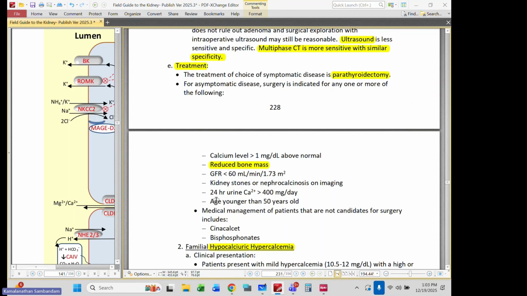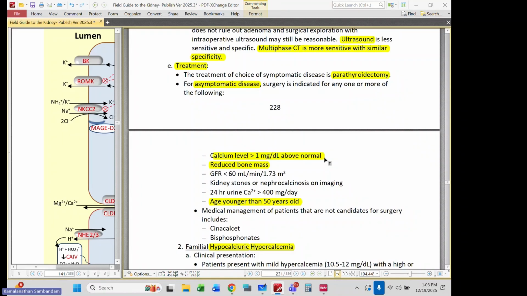And so if you're a young patient with primary hyperpara, even for asymptomatic patients, surgery is indicated if any one of these things or more is present. So if you have a primary hyperpara patient who's not even all that hypercalcemic, hypercalciuric, with no bone loss, but they're just young, and they're going to have many life years of exposure to this overactive parathyroid gland, you send them to surgery. Okay?